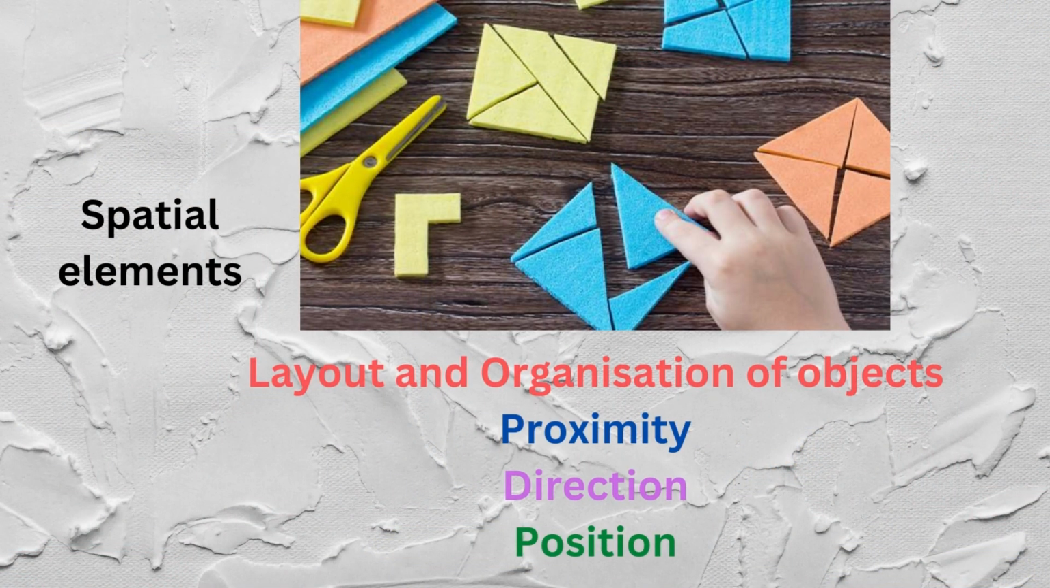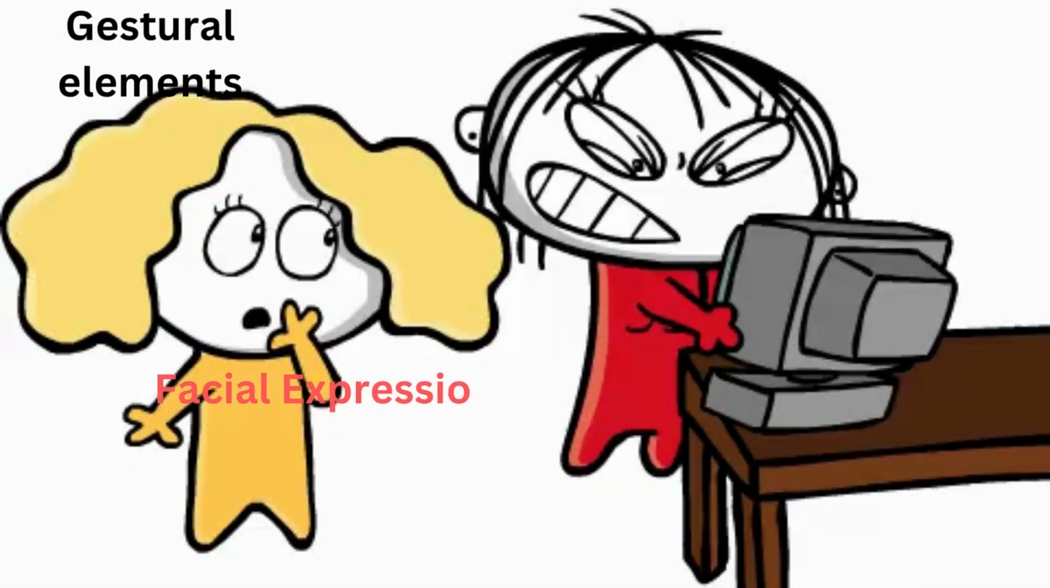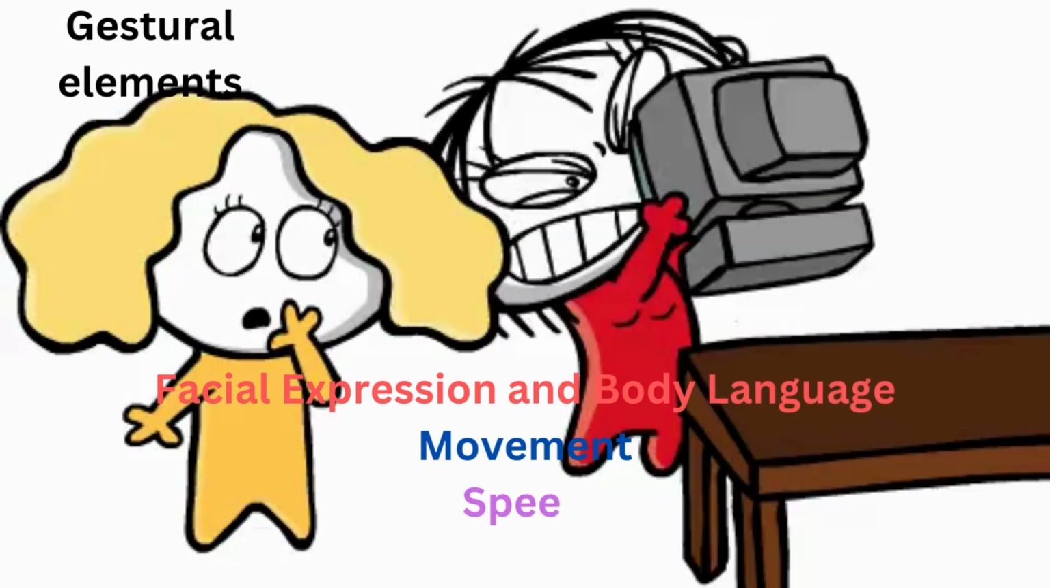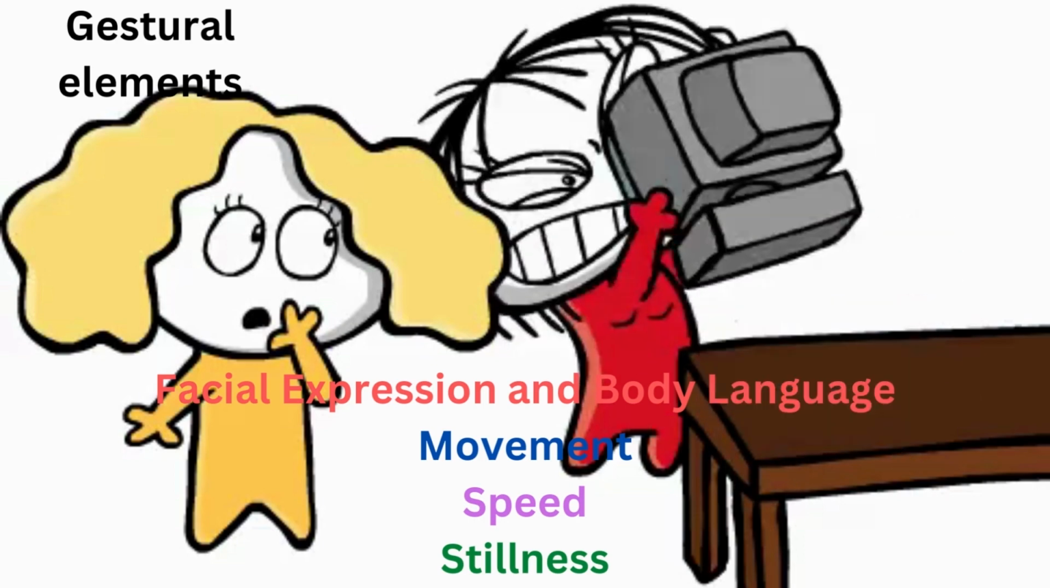The organization of objects in a text, such as their direction, position, proximity, and layout, can also be used to create multimodal texts. Gestural elements such as facial expression, body language, movement, speed, and stillness can be used in a multimodal text.